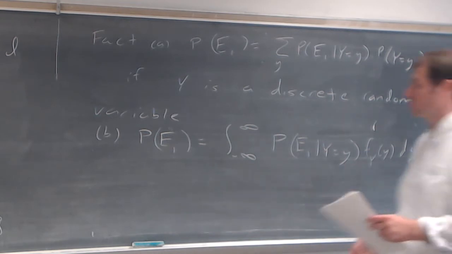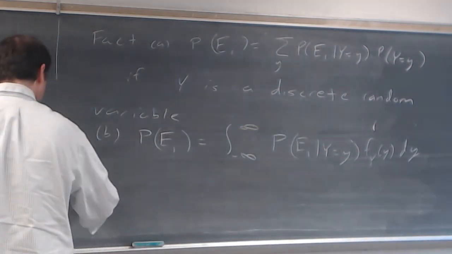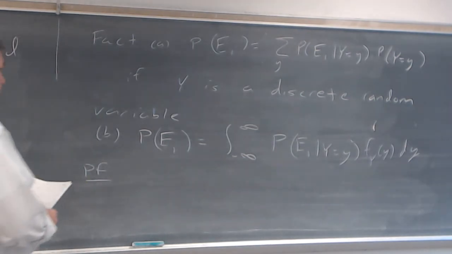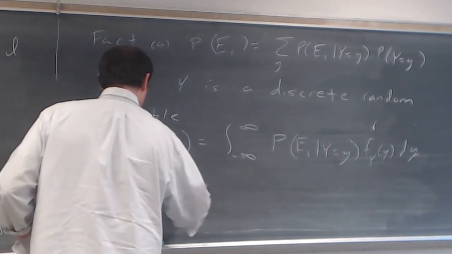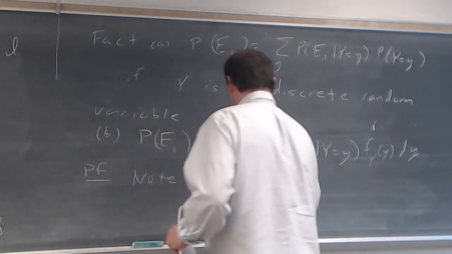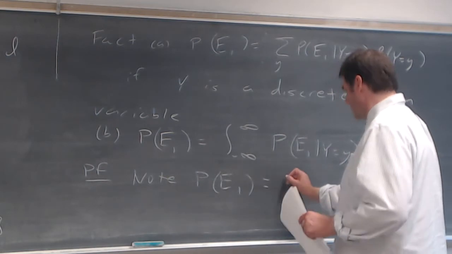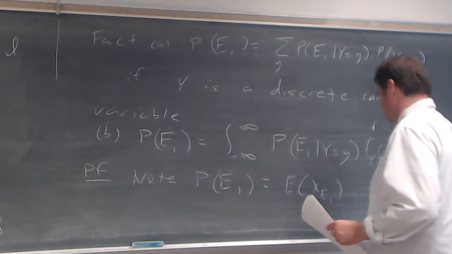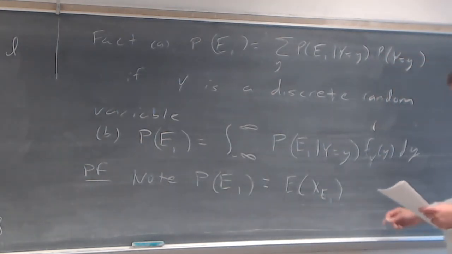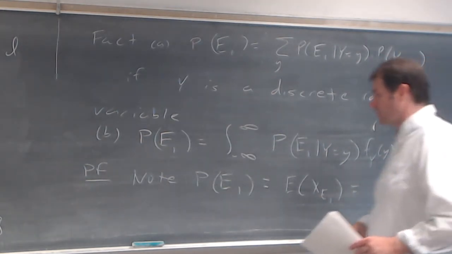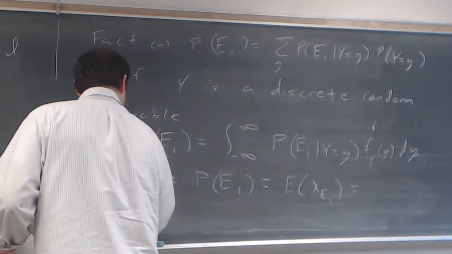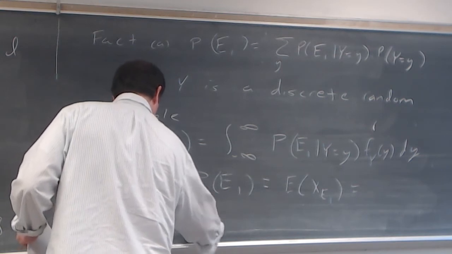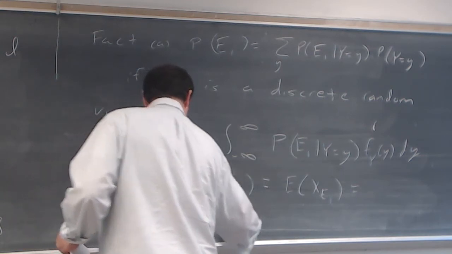Okay, let's do the proofs of these. To start off with, let us know that the probability of E sub 1 in general is equal to the expected value of X sub E sub 1. We've proven that in the previous fact just a few seconds ago. And that, by something we've done a little while ago, is the expected value of X sub E sub 1, conditional expected value, given Y equals y.